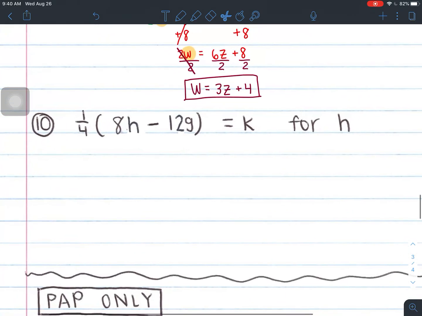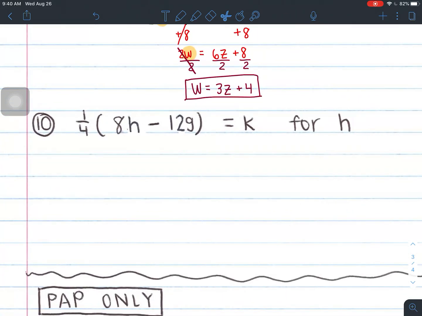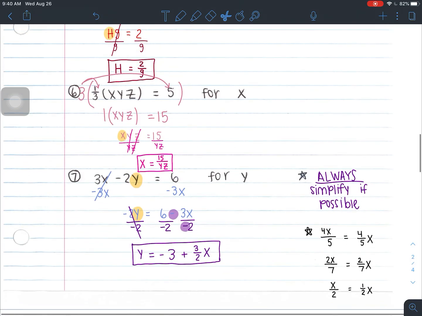Okay. Moving on to number 10. 1/4 parentheses 8h minus 12g equals k. Now, just like that other parentheses problem, there's a couple ways you can do this. Sometimes you can distribute and sometimes you can't. And here's where you can't distribute.